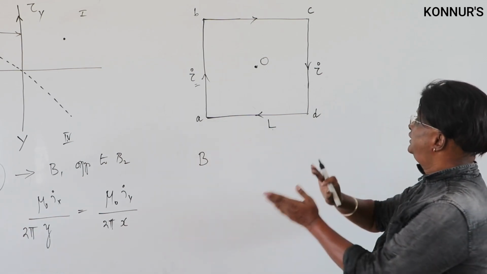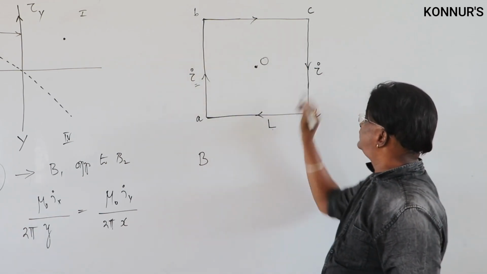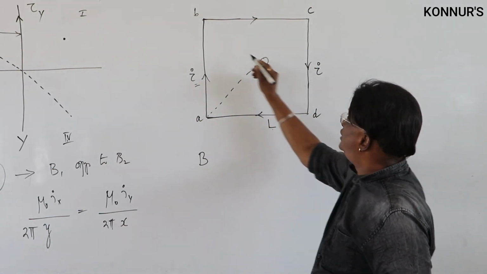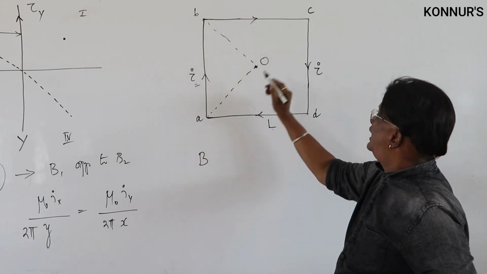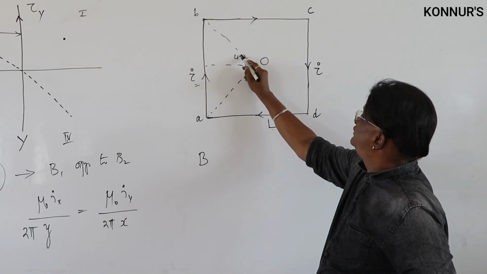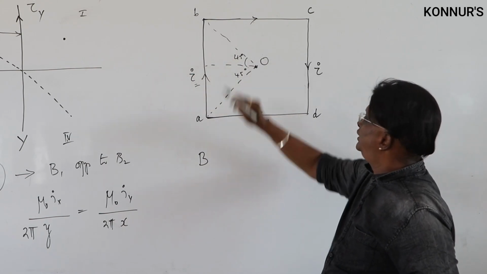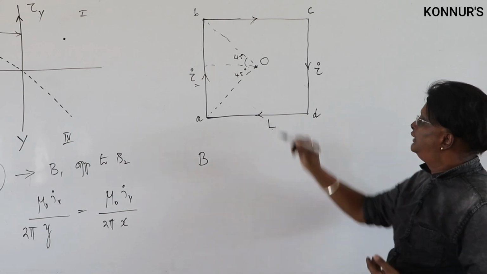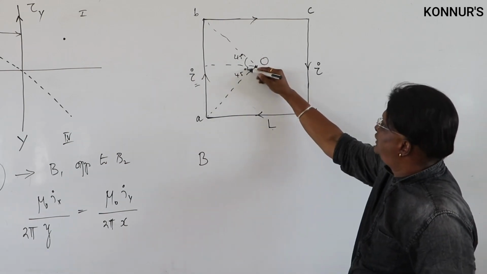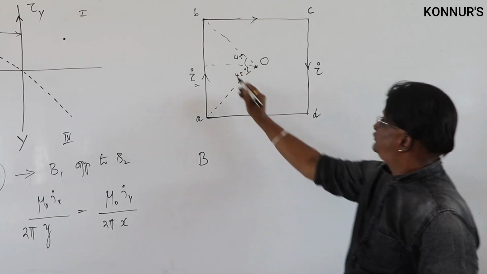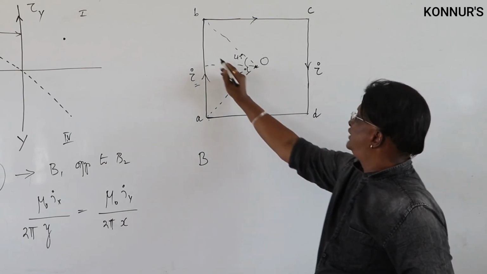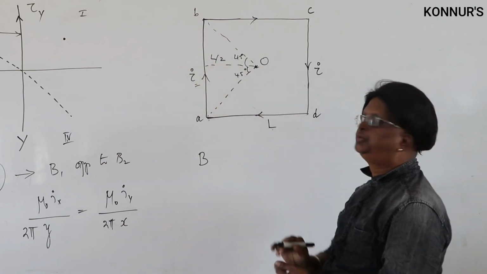One more thing is that everything here is symmetric. All of them have the same length and carry the same current. Also look at this point. Our rule was to join the point of observation and the ends. Now what is this angle? This angle will be 45 degrees and 45 degrees because it's a square and these two are diagonals. Total angle 90, therefore equal angles 45 degrees and 45 degrees. And what will be this distance? You tell me. Total length is L, therefore here it becomes L by 2.